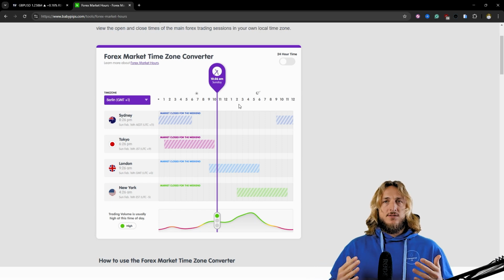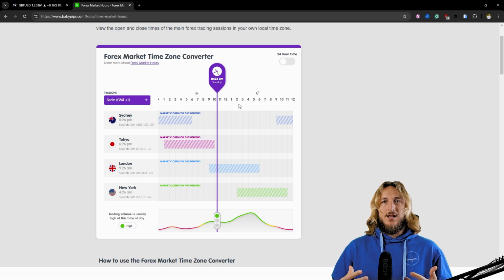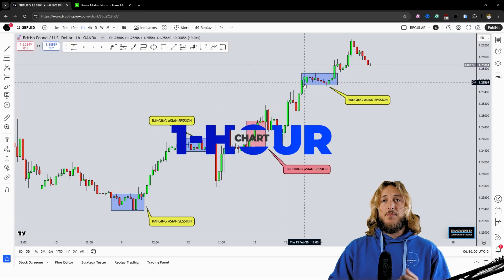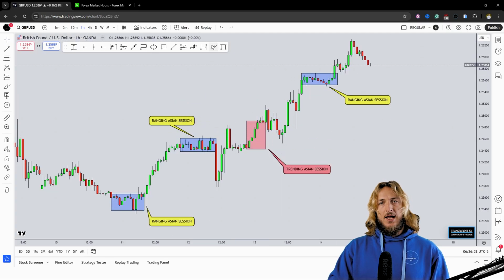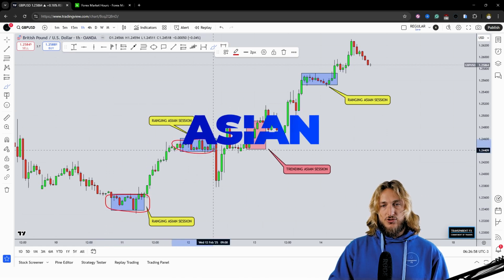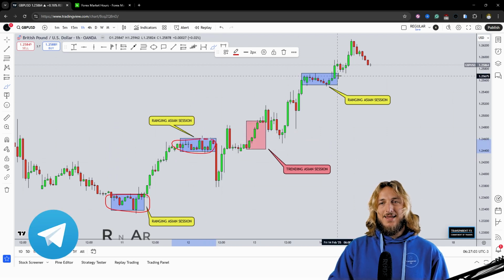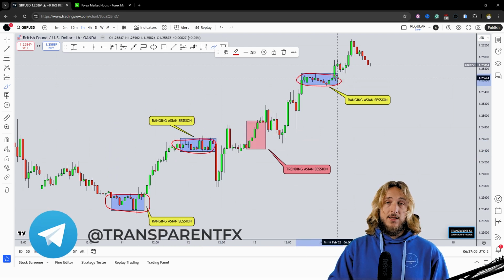Now, this is all good and important to know, but how to use this in actual practice? Why is this so important? Well, to answer this question is quite easy. What we have to do is go on a chart and mark out the Asian session. Now, what we can see here is that very often, not every time, but very often, the Asian session, which I have marked out here with these blue boxes, is ranging.